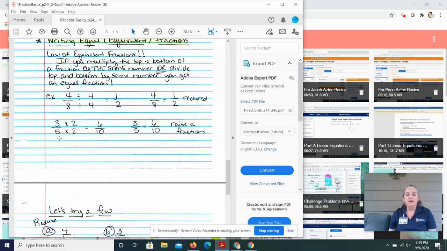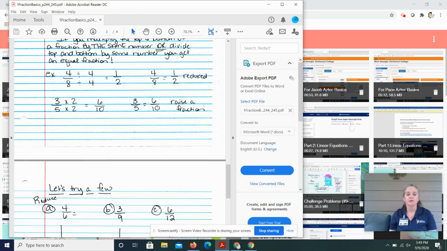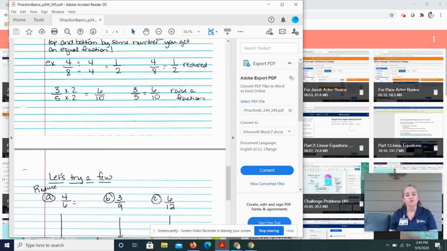Same with 3/5. If you multiply the top and bottom of this fraction by 2, 3 times 2 is 6, 5 times 2 is 10, you get an equal fraction. 3/5 equals 6/10. Here what you've done is raised a fraction. You've made the numbers bigger, okay? But in both cases, you've just made another equal fraction. So I want y'all to try these right here, 4/6, 3/9, and 6/12, and see what you get. I'm going to pause it.